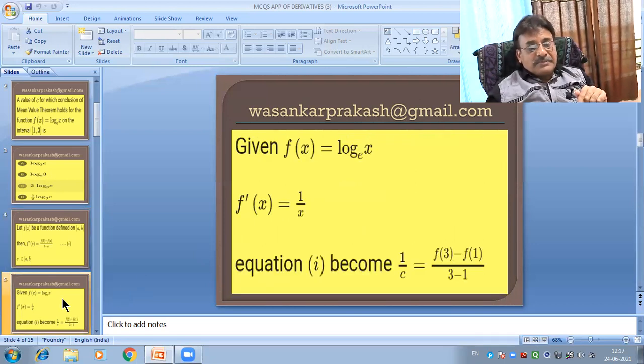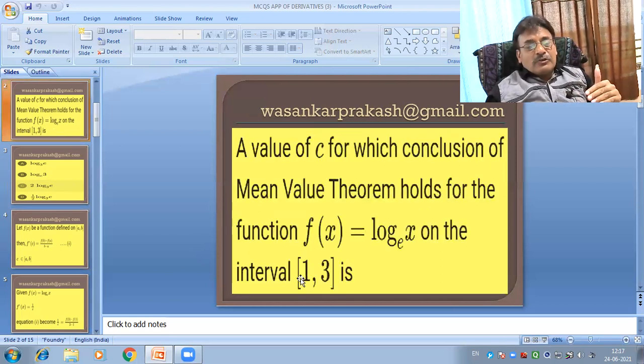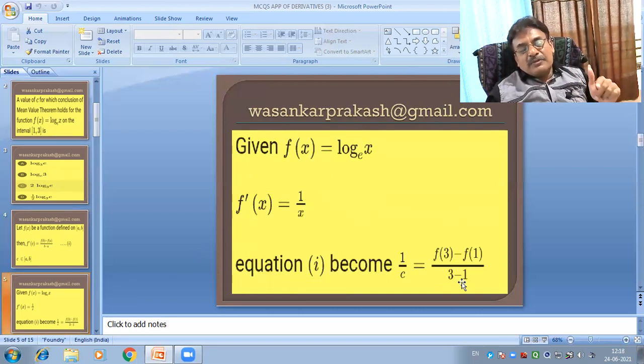Then equation 1 becomes 1 by c equals f of b minus f of a upon b minus a. In this problem the value of b is 3 and the value of a is 1. So we get f of 3 minus f of 1 upon 3 minus 1. If we put b equals 3, then f of 3 minus f of a, put a equals 1, then f of 1, upon b minus a, so 3 minus 1.